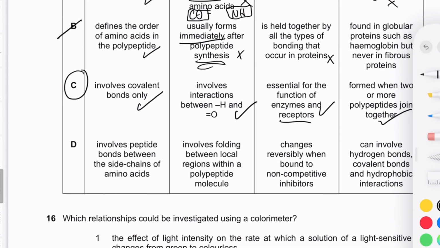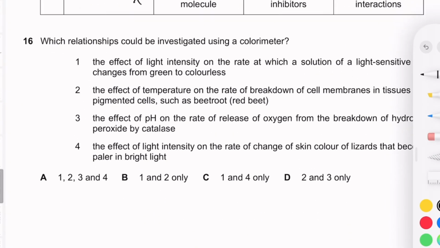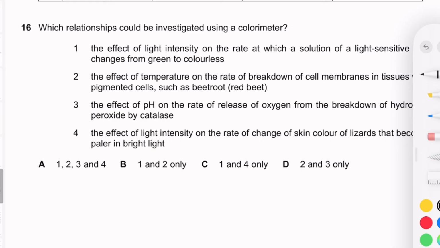Involves peptide bonds between the side chains of amino acids. Obviously not. It's between the nitrogen and the carboxyl group and the amino group. It's not the side chains. Now for 16, which relationships could be investigated using a colorimeter?